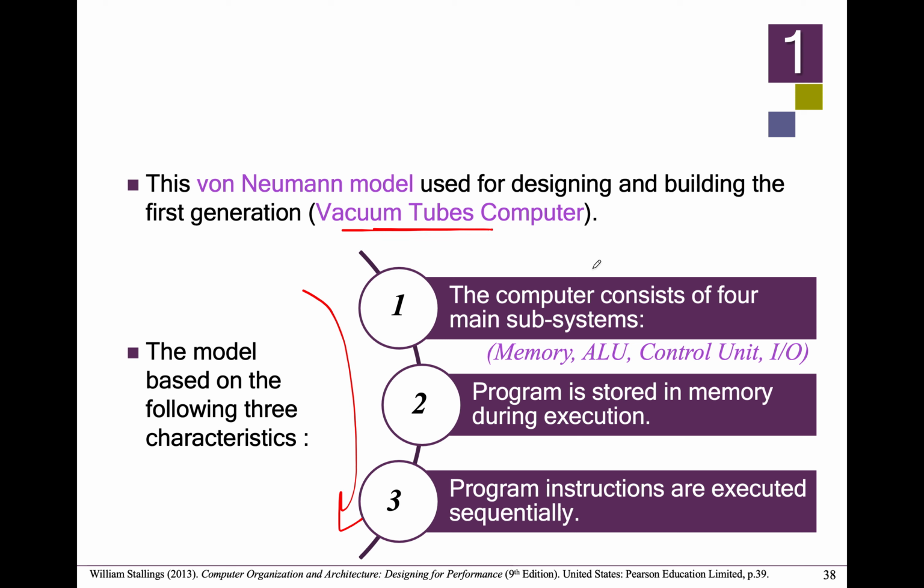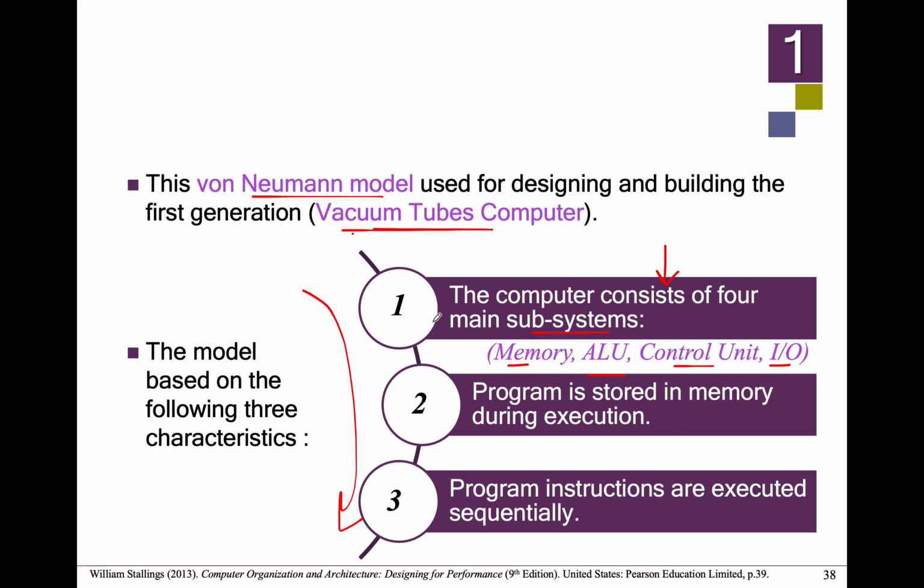First, the computer consists of 4 main subsystems. Okay, this is one that you need to know, because there might be a question in the test and final exam asking you about the subsystems under the von Neumann model. So you need to know they are memory, ALU, control unit, and also IO, or input output.